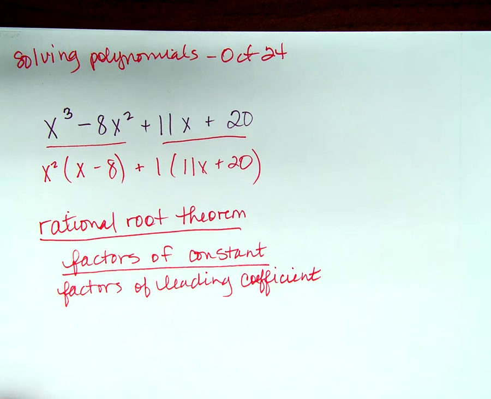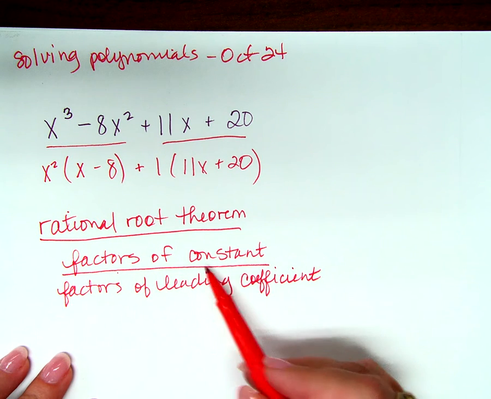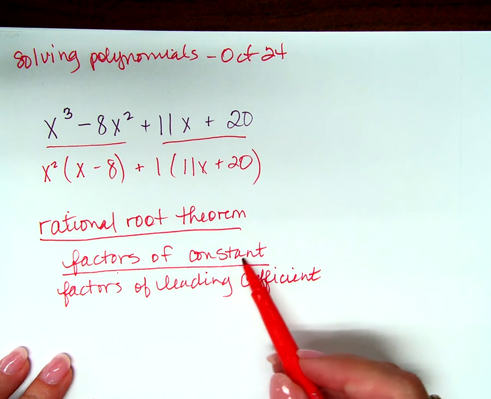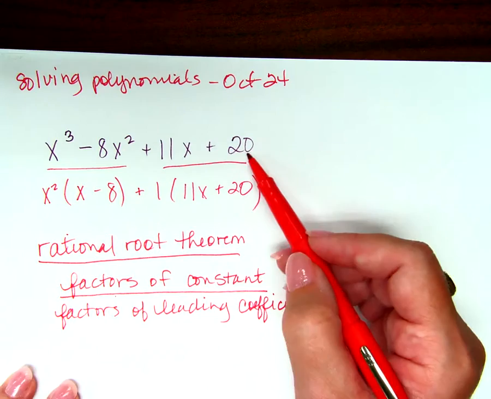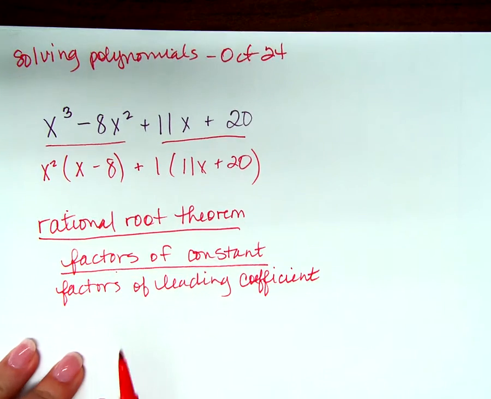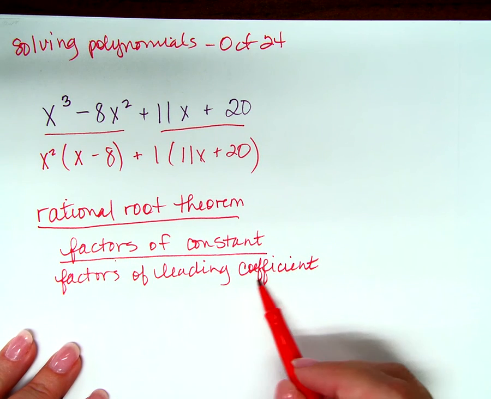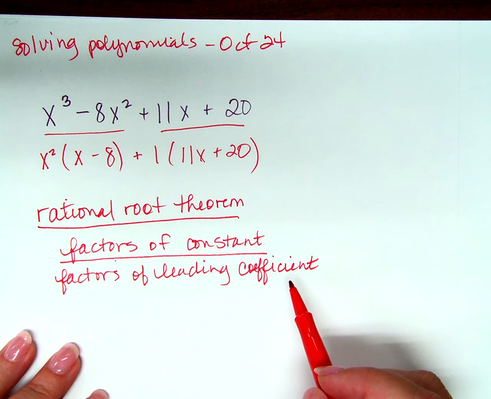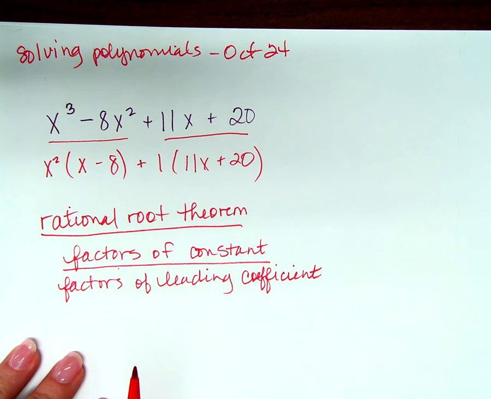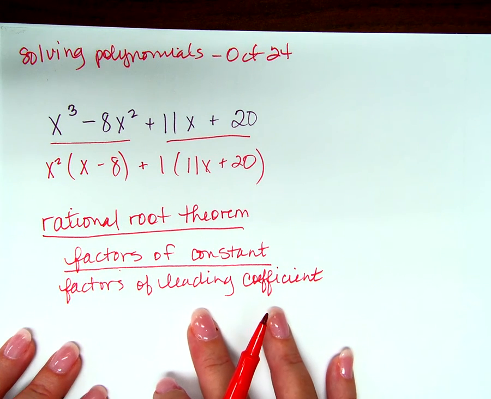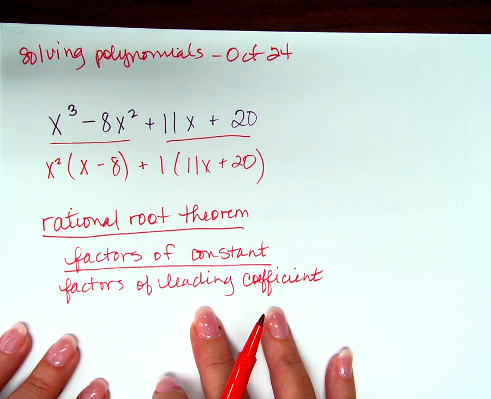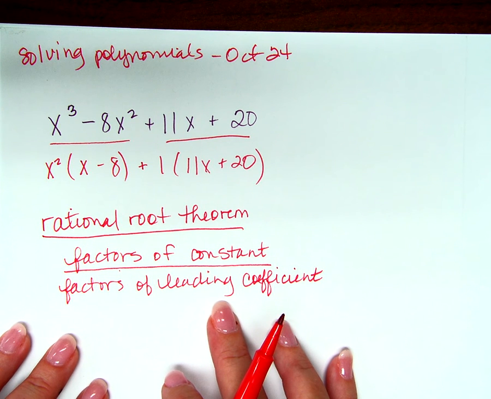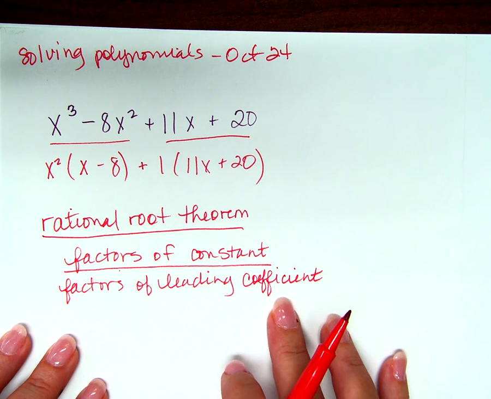I need to make sure your vocabulary is up with mine. Is that fair? The factors of the constant. What the heck does that mean? Constant. 20. It's the number without an x, right? Factors of the leading coefficient. If you literally use your brain for approximately 0.4 seconds, you can figure out what a leading coefficient is, can't you? Leading means first. Coefficient means number in front of the variable.